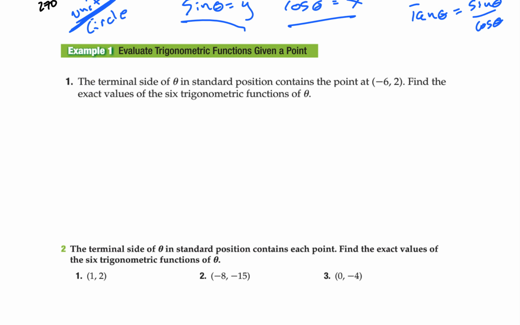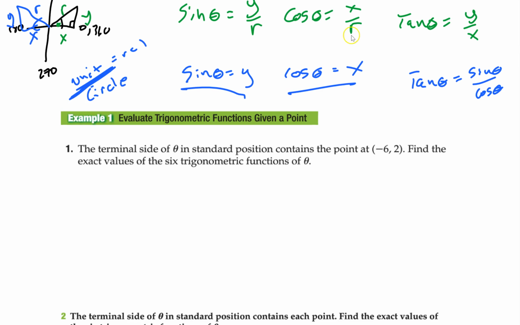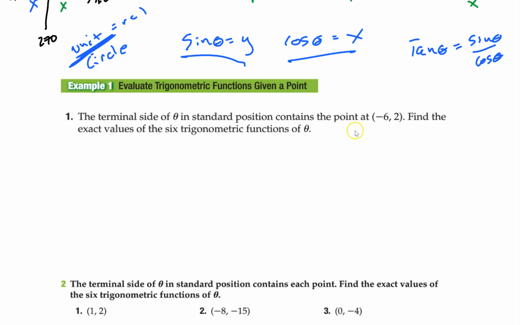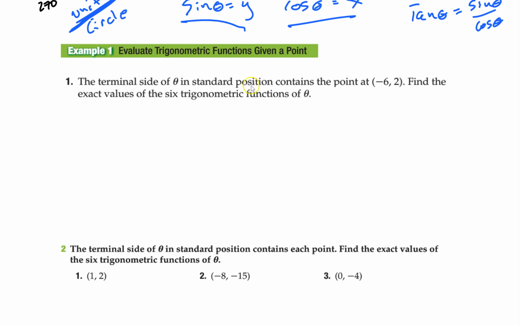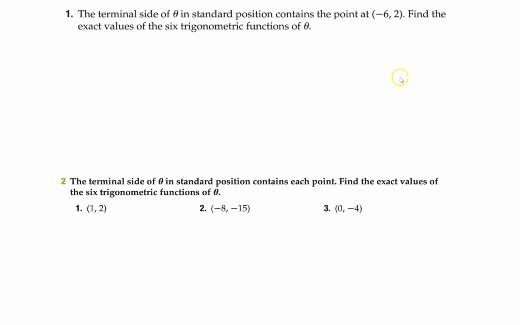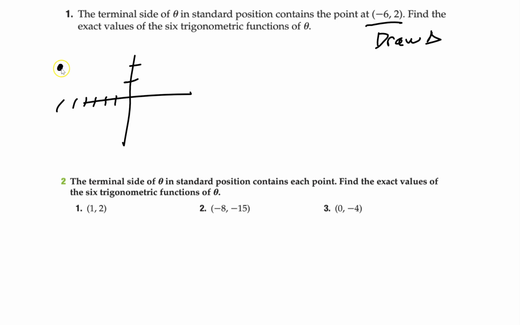Okay, so let's do an actual example. Now, this one is not a unit circle, so we're not going to do the r equals 1 thing. We're just going to do a problem. The way we do these, when they want you to find all 6 trig functions of a point, they give you a point, is we draw a triangle at the point. So we're going to do negative 6, 2: 1, 2, 3, 4, 5, 6, up 2. So something to that effect. That is negative 6, 2. Again, not a unit circle.